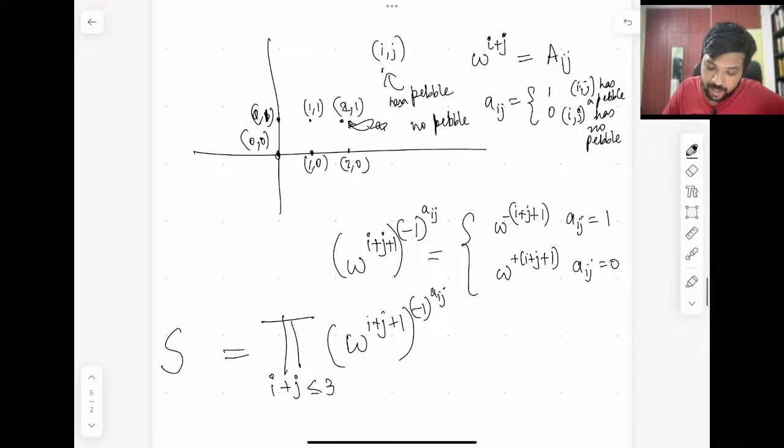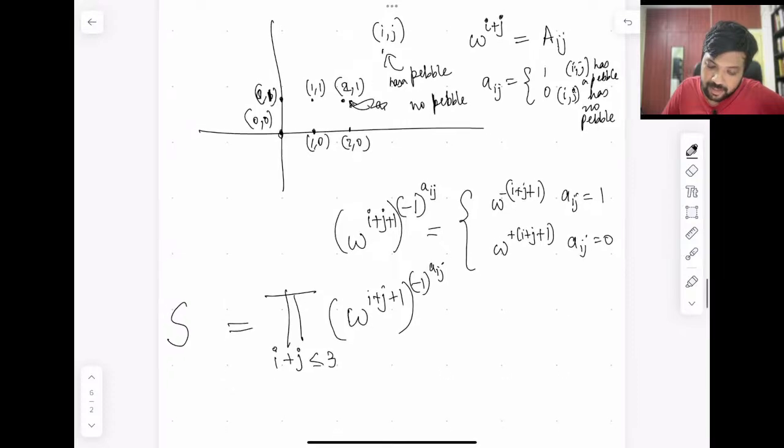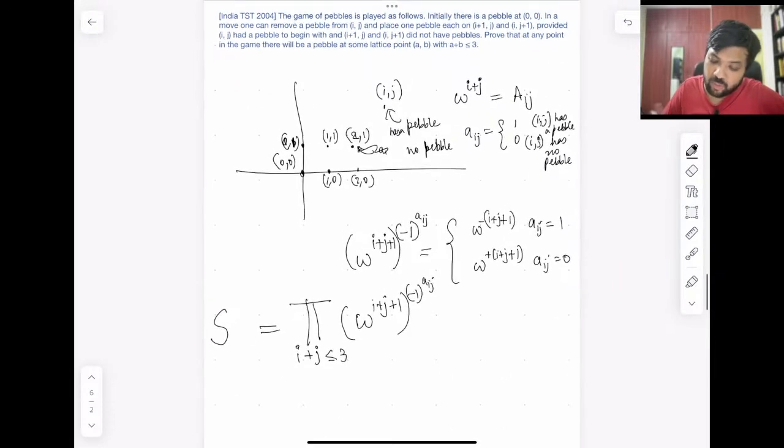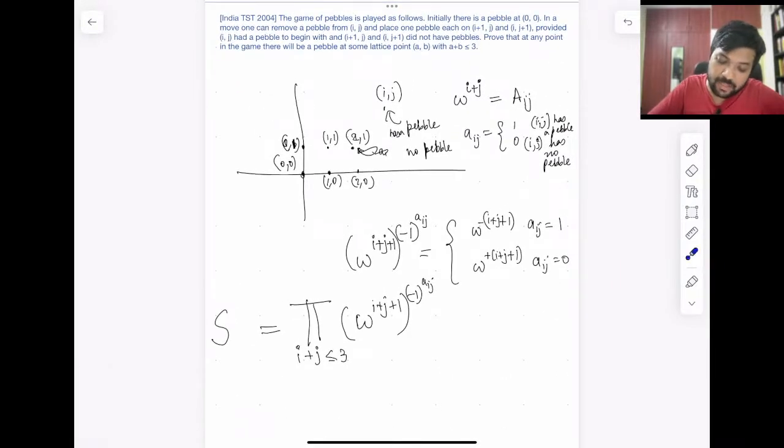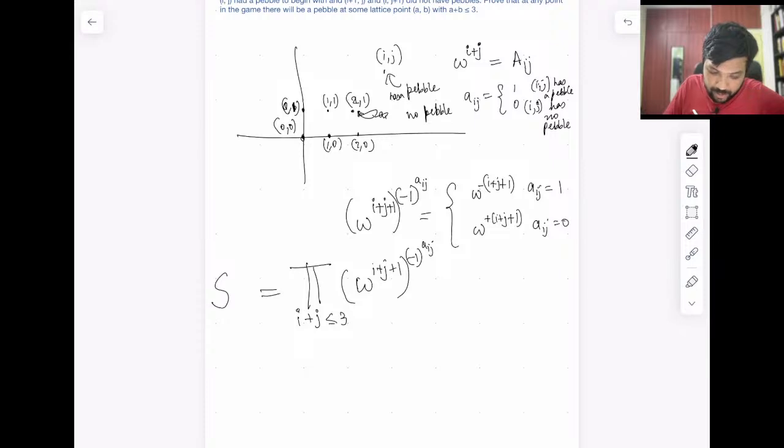If you look at this expression, this expression actually does not change when you take a pebble out of (i, j) and place a pebble each on (i, j+1) and (i+1, j). So let's see why. Supposing you had a pebble at (i, j) and you removed it. Removing it means that, when you calculate this product for the new board, you will first remove the pebble.